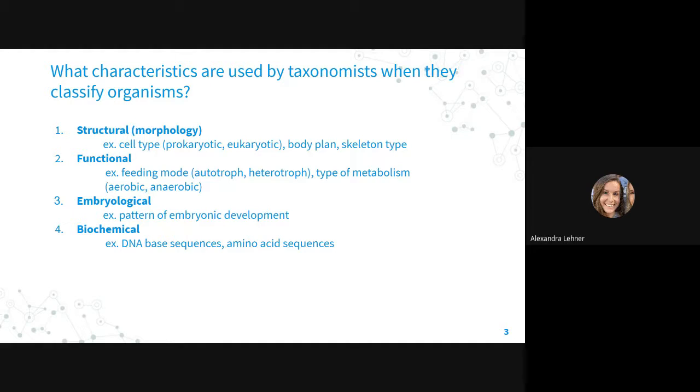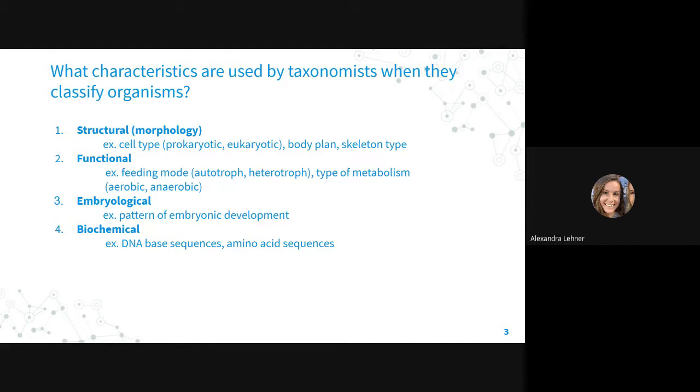So what characteristics are used by taxonomists when they classify organisms? Well, we have structural, which is also known as morphology. This is going to be like the cell type. Remember, we learned about prokaryotic cells and eukaryotic cells. We also look at the body plan and skeleton type. And you know that from evolution, skeleton type could be the analogous structures, the vestigial structures, and of course, your homologous structures.